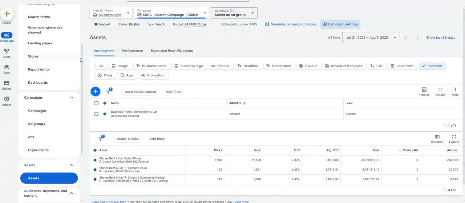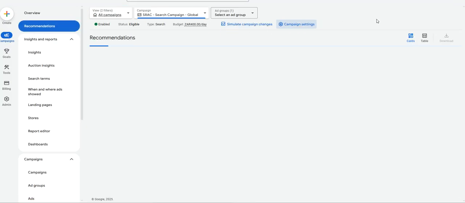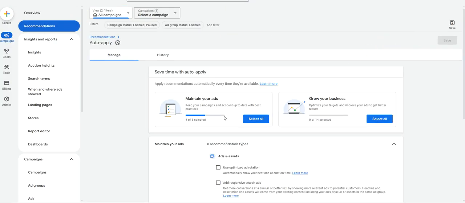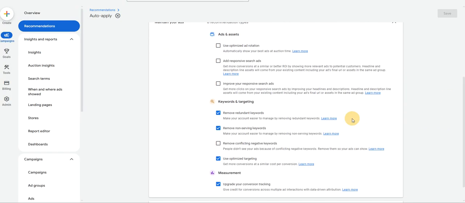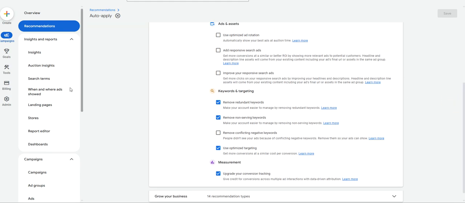Not seeing any issues. Let's make sure we have all of these AI automated changes and stuff turned off. Looks like you have a couple turned on. I would remove these two actually. I don't like having these on. Remove redundant keywords and allowing them to remove non-serving keywords is giving Google too much control. Sometimes just because a keyword's not serving or it's redundant doesn't mean I don't want it still. It's not harming my account, so don't remove it. Remove those two, or turn it off, I should say. Everything else here is fine.